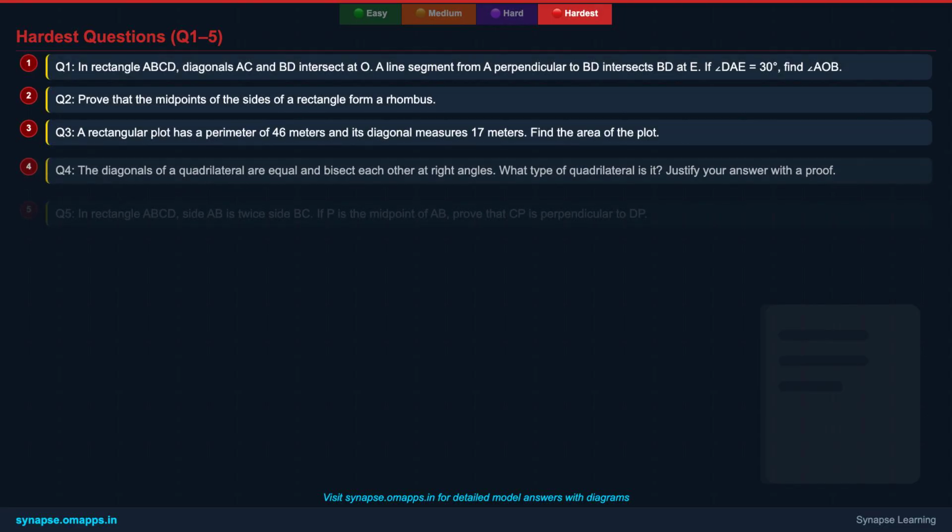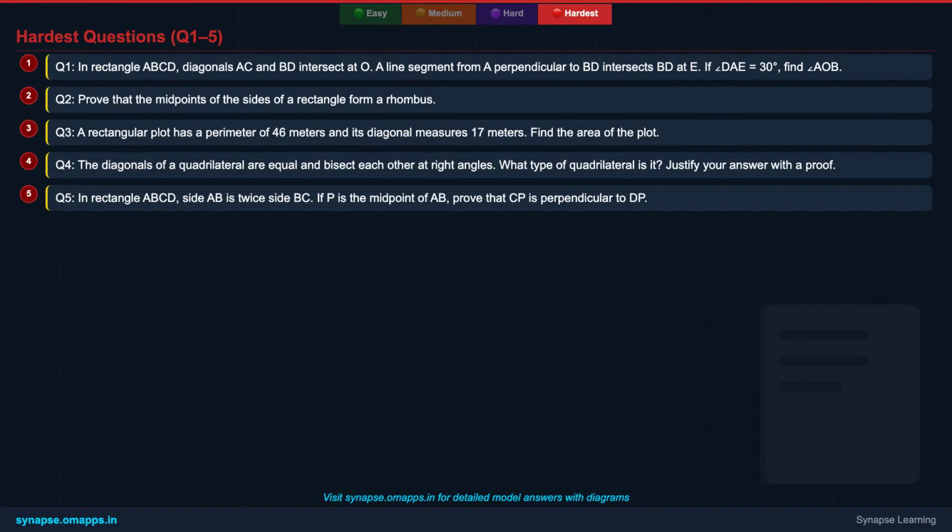Alright, part 1 of your ultimate challenge. Q1. In rectangle ABCD, a line from A perpendicular to BD intersects BD at E. If angle DAE is 30 degrees, find angle AOB. Q2. Prove that the midpoints of the sides of a rectangle form a rhombus.